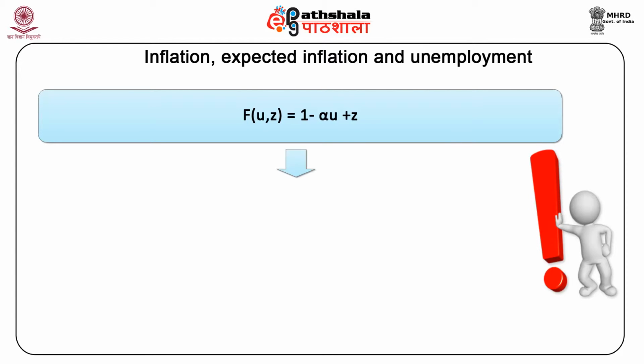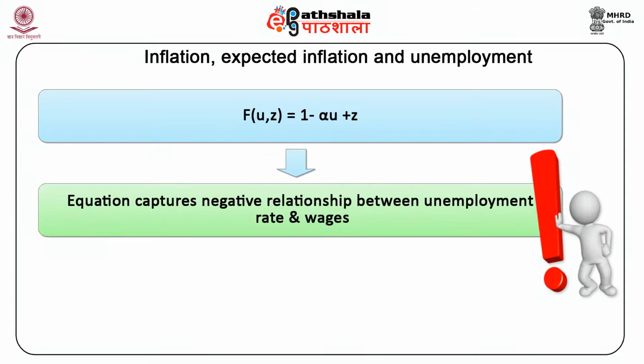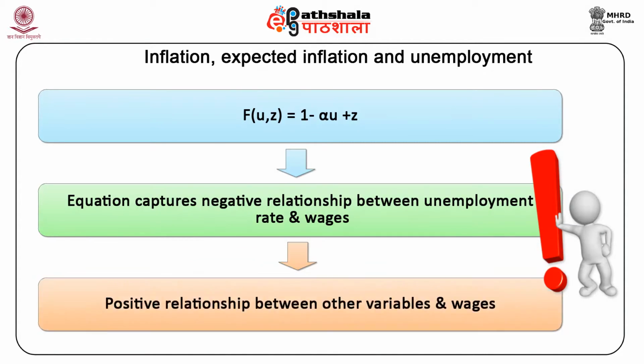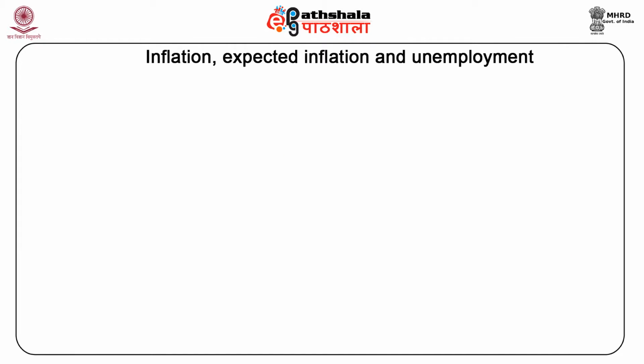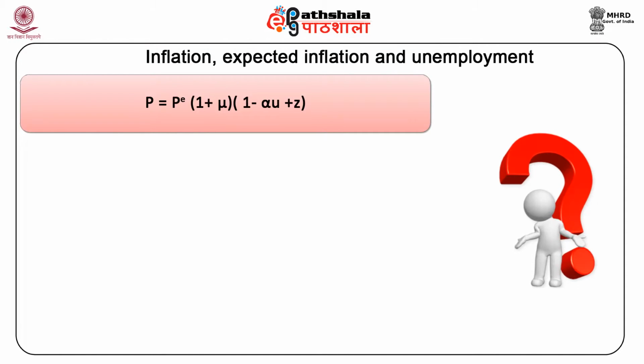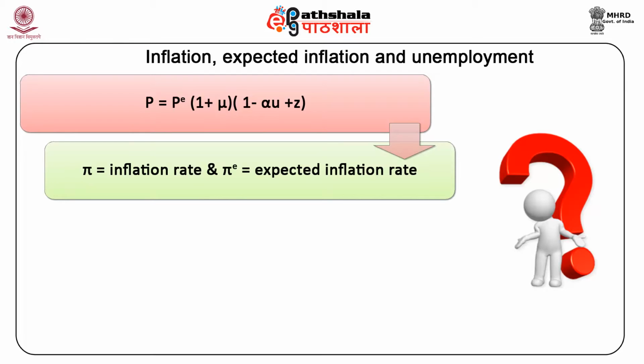This equation captures the negative relationship between unemployment rate and wages and the positive relationship between other variables like a more generous unemployment benefit, etc., and wages. Using previous equations, P is equal to P^e (1 plus mu)(1 minus alpha U plus Z), and let pi denote the inflation rate and pi^e denote the expected inflation rate.